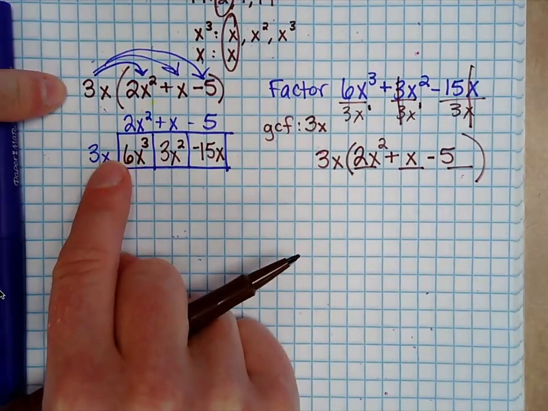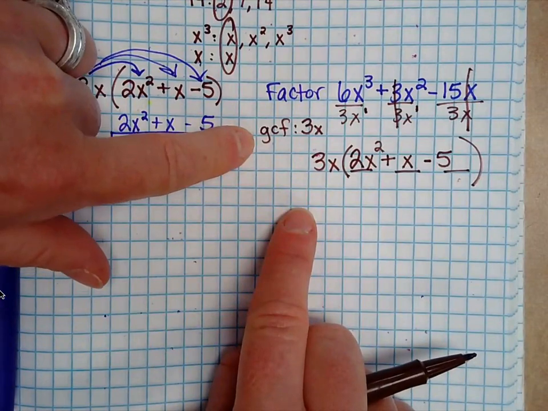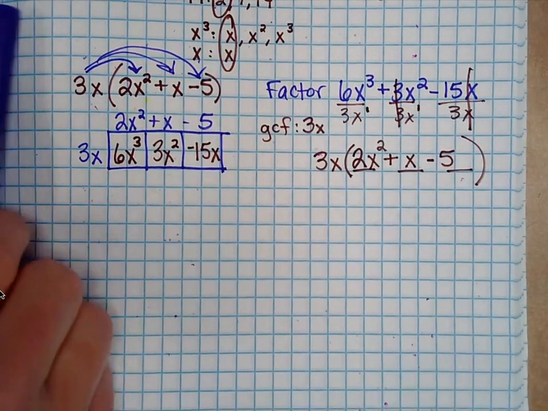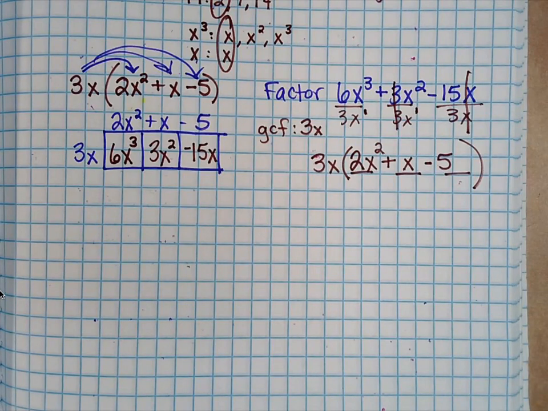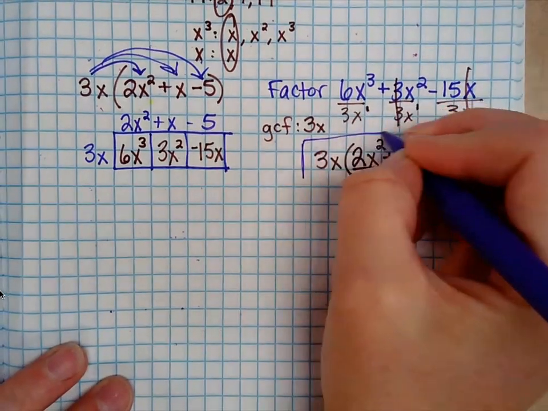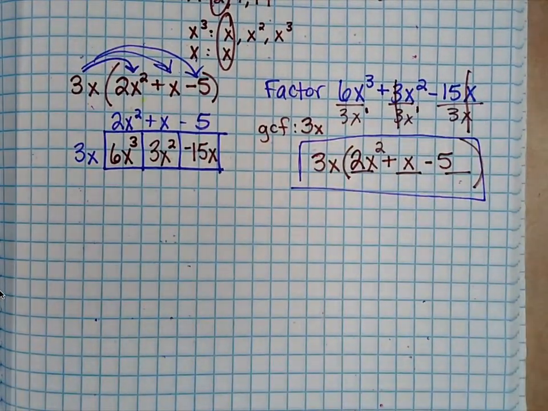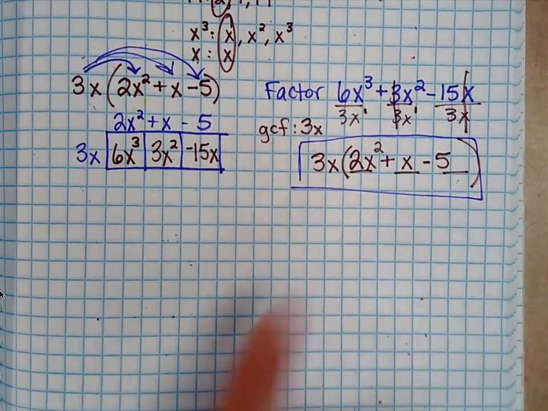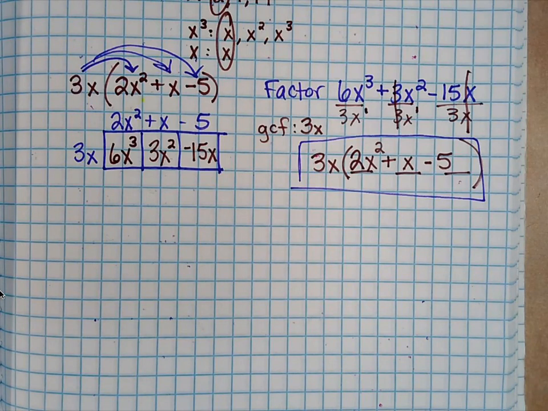So we multiplied and then we factored. We did something and then we undid that. So the answer is this whole thing. Because what we did was we factored it. The GCF is this, but this is our factor. All right, so let's look at another problem.